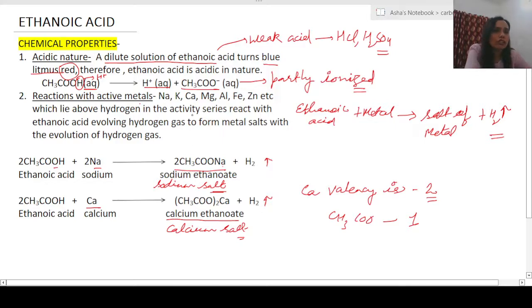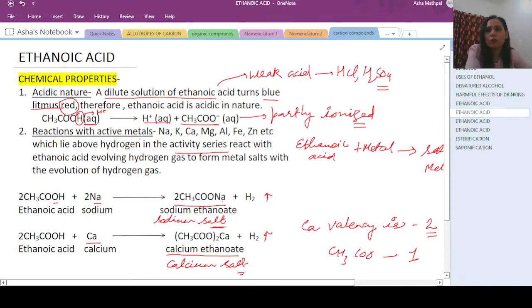Clear? So in reaction with active metals, those which are highly reactive like sodium, potassium, calcium, magnesium, aluminium, iron, zinc, etc., which lie above hydrogen in the reactivity or activity series, they react with ethanoic acid, evolving hydrogen gas and forming the metal salt. So if it is reacting with potassium, it will form potassium salt. If it is reacting with magnesium, it will form magnesium salt. Like, I have explained two examples about sodium and calcium here. Now let us see more properties of ethanoic acid.